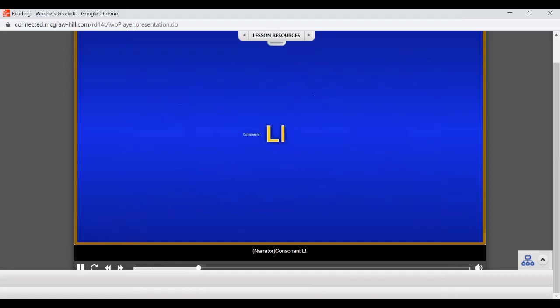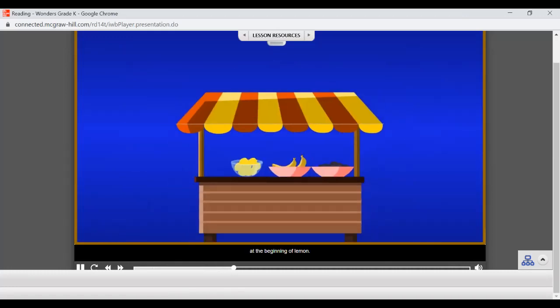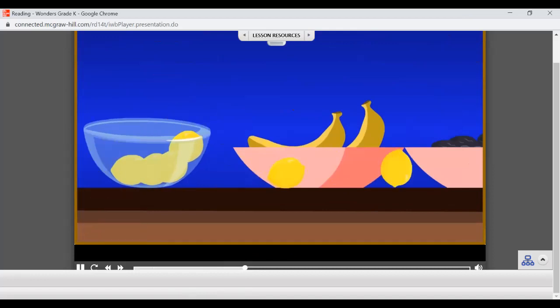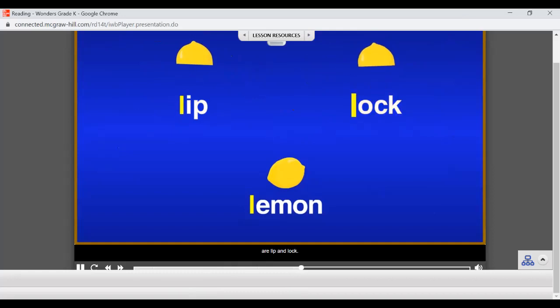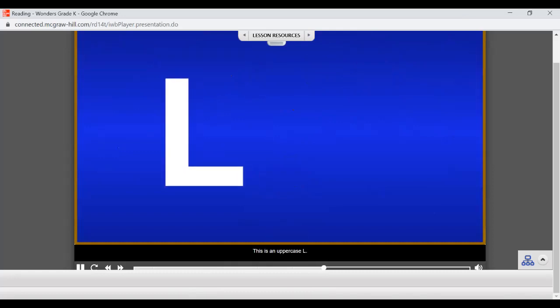Consonant L. The letter L stands for the L sound you hear at the beginning of lemon. Two other words that begin with the letter L are lip and lock. This is an uppercase L. This is a lowercase L.